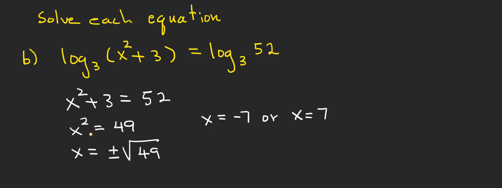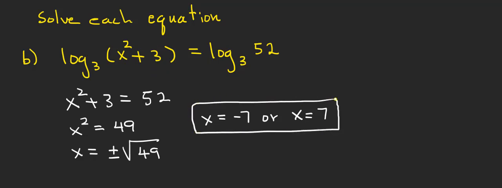Now, whenever you have to use a square root to solve for x, you got to be really careful to check your answer. So plug in negative 7, you get 49 plus 3, which is 52. And plug in positive 7, you also get 52. So these two are both solutions.